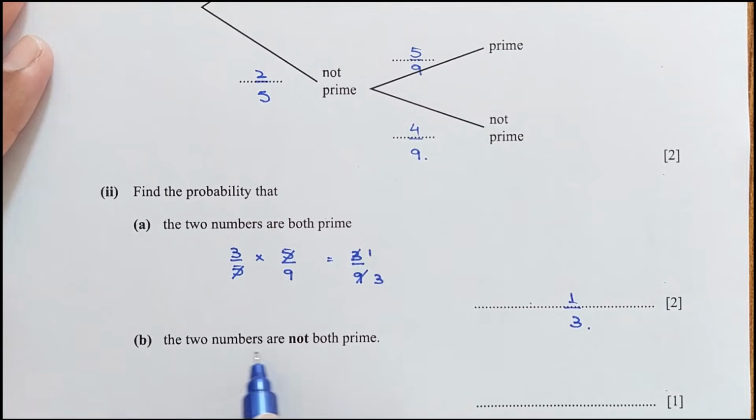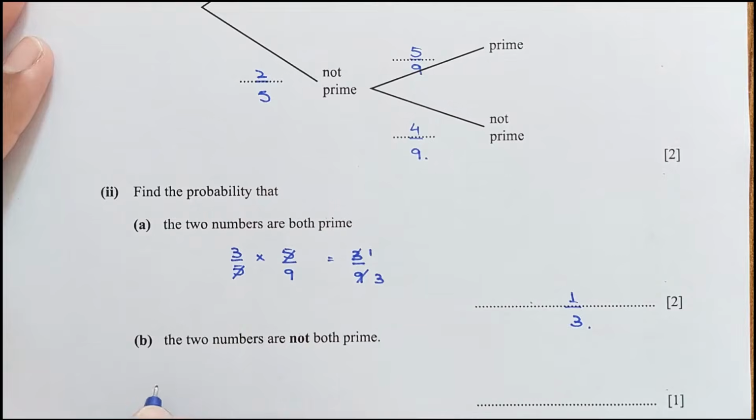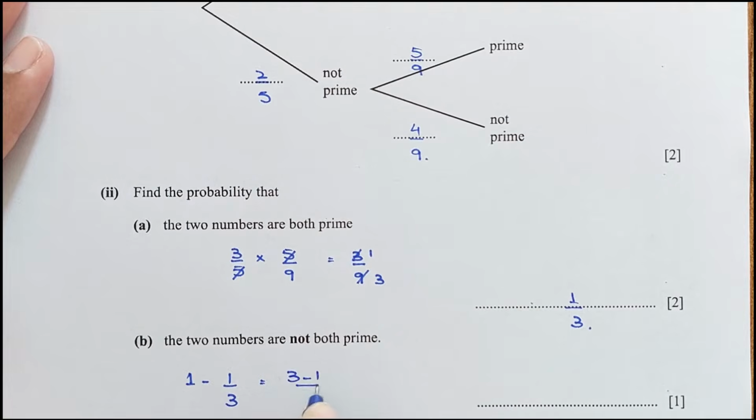Part B, the two numbers are not both prime. The probability that two numbers are both prime is 1 by 3. So not both prime means 1 minus 1 by 3, which is equal to 3 minus 1 over 3. This is going to be 2 by 3.